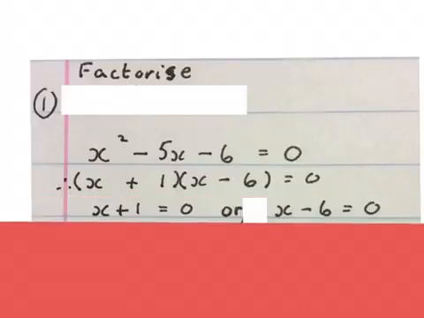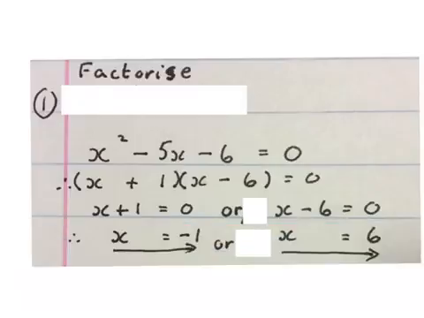Then we have 2 calculations. X plus 1 equals to 0 or x minus 6 equals to 0, and we solve them separately. So our final answer is x equals to minus 1 or x equals to 6.